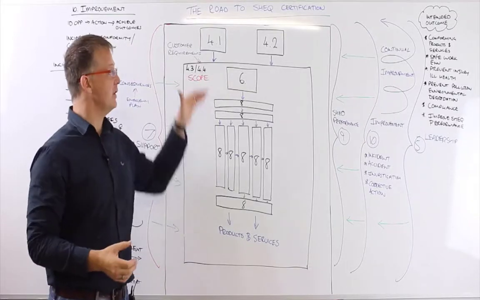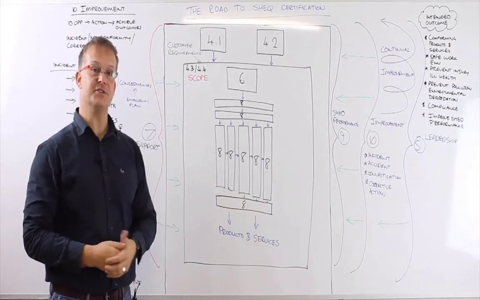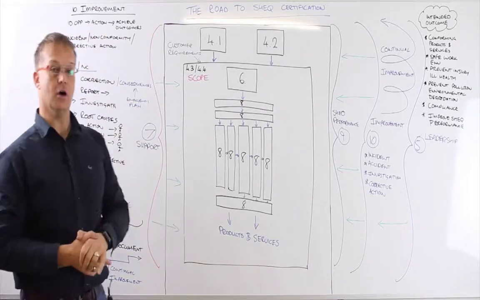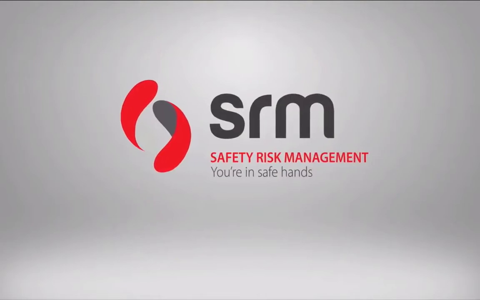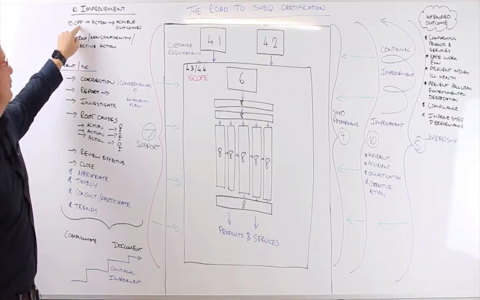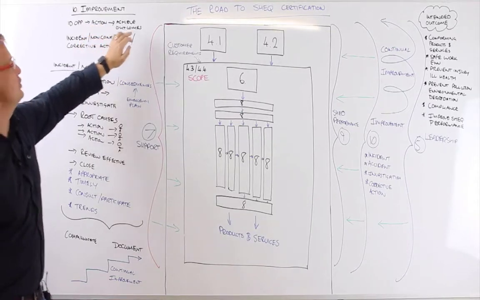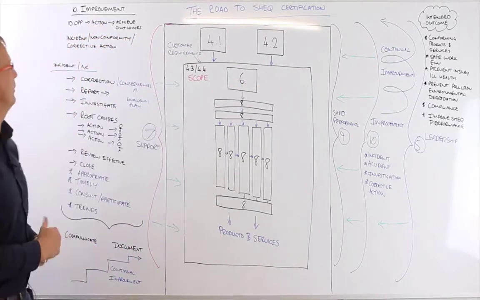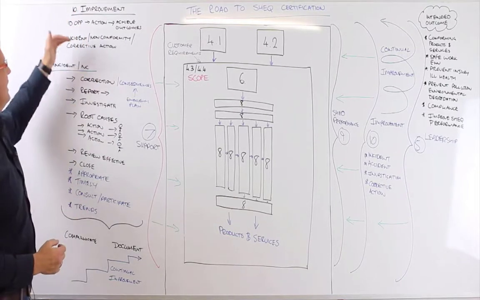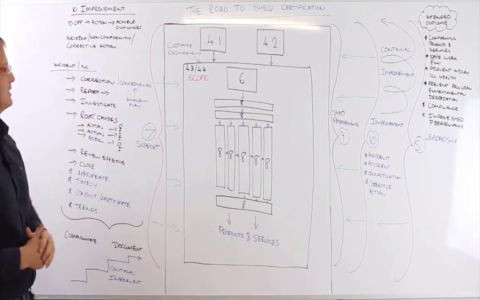This is the last video that we're going to be making in this particular series because we're dealing with clause 10, which is the last of the clauses. So we need to identify opportunities to improve. We need to take action to achieve the intended outcome of the SHEQ management systems. So within clause 10, we would look at incidents, non-conformity, and corrective action.